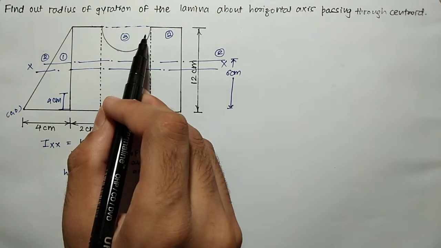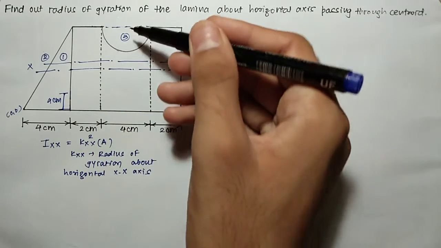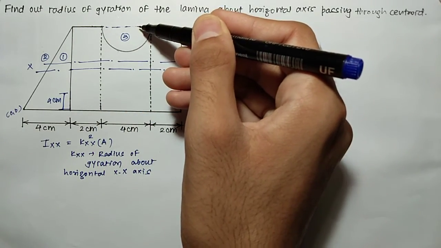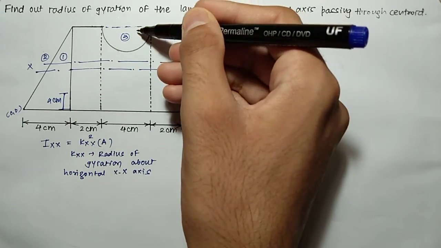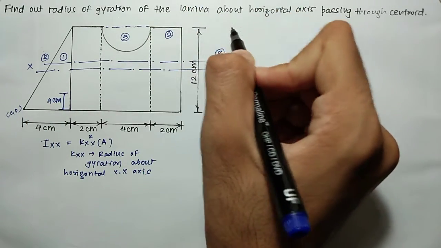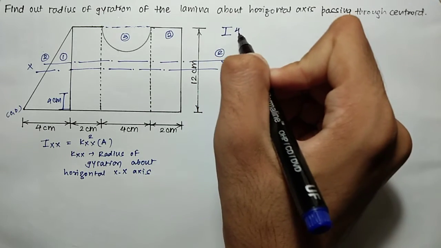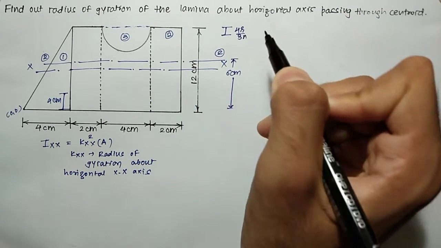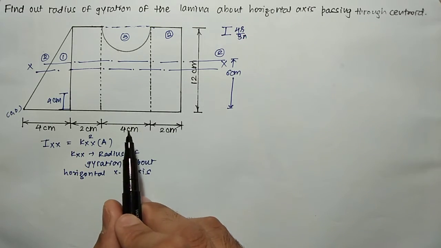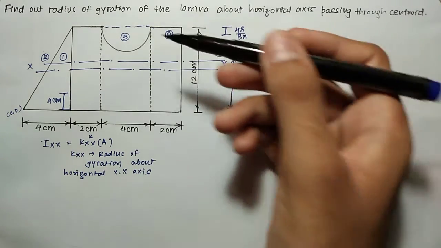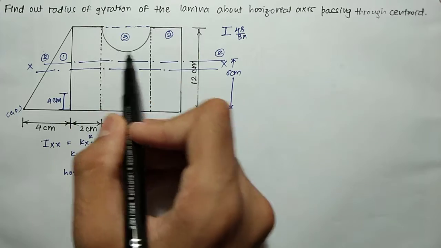Similarly for this semicircular region, the centroid will be lying at a distance of 4r divided by 3 pi from the base. That means from this end it will be lying at a distance of 4r divided by 3 pi. The r is nothing but 2 cm only. So placing the value, we can locate the centroid for the semicircular region.